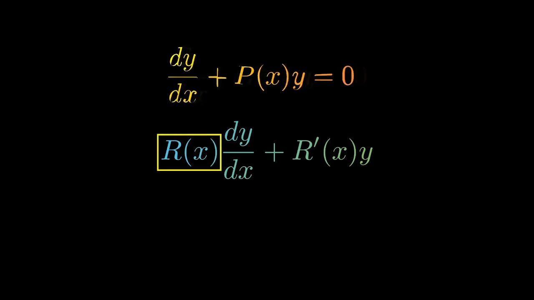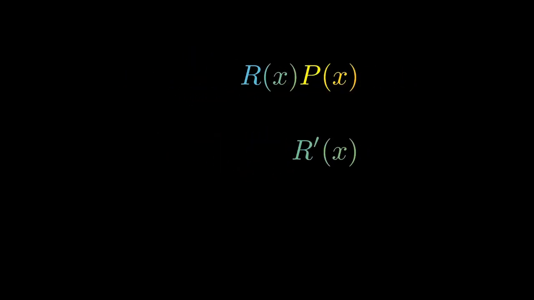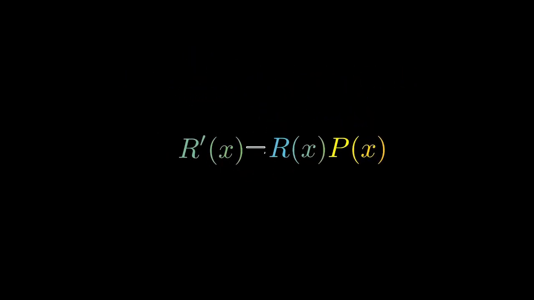Multiplying by r of x will give us r of x dy by dx. However, our r of x p of x is not quite the same as r primed of x yet. So to fix this, we'll need to equate them so that we can visually get our r of x p of x to look the same as r primed of x. Doing this yields us a differential equation in this form.